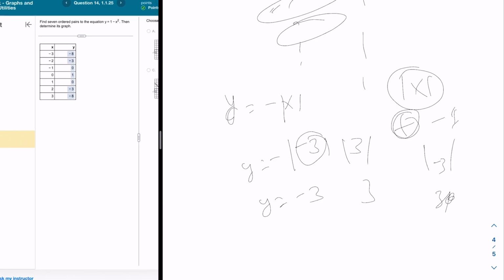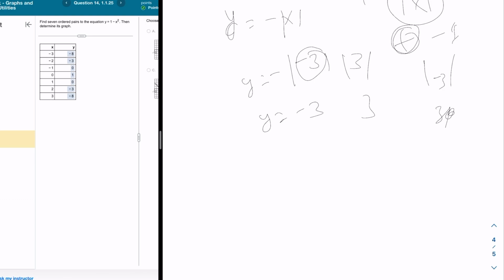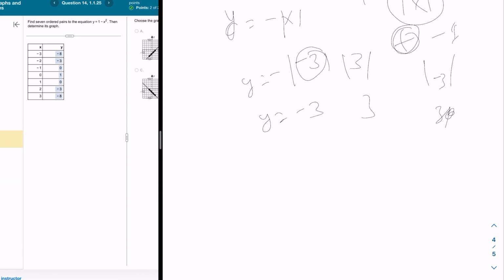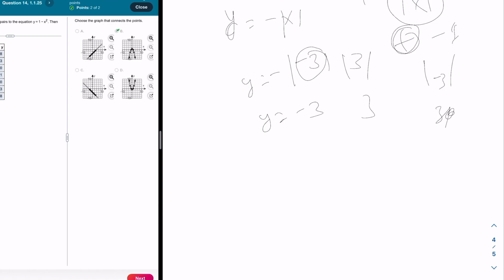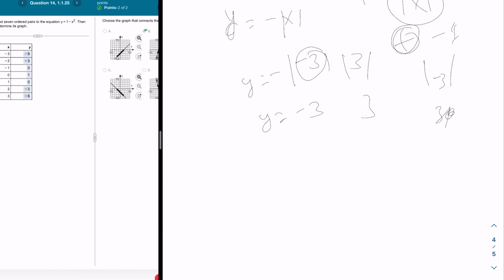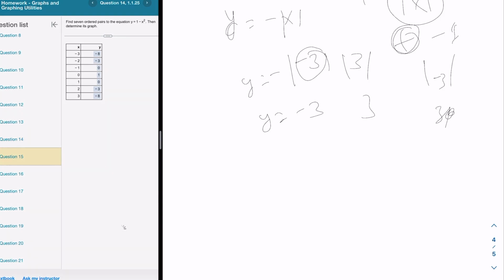Find 7 ordered pairs. So you need to find 7 ordered pairs. Then you need to put in 7 different x coordinate numbers. Then after that, if you plug in those 7 different values, you will get some y values, and then plot them, and you will get a parabola because it's a quadratic equation. Okay, 15. Same.